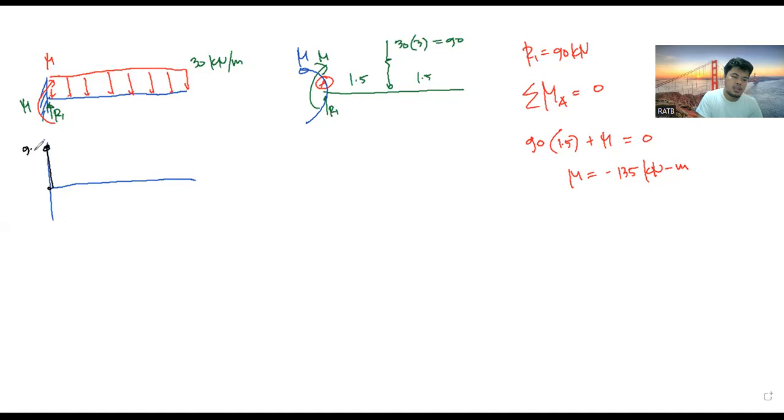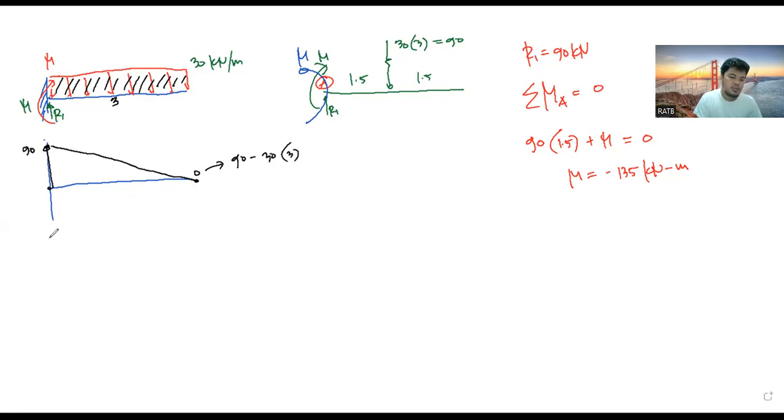So this is 90, and then it will be subtracted with this area. This area is equivalent to 30 multiplied by 3. So 90 minus 30 times 3, you will end up with 0.